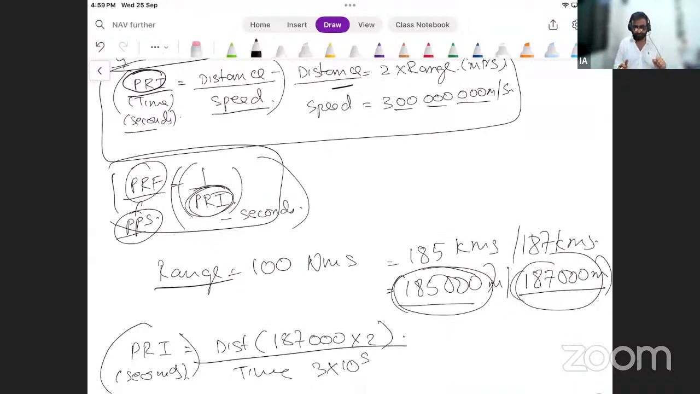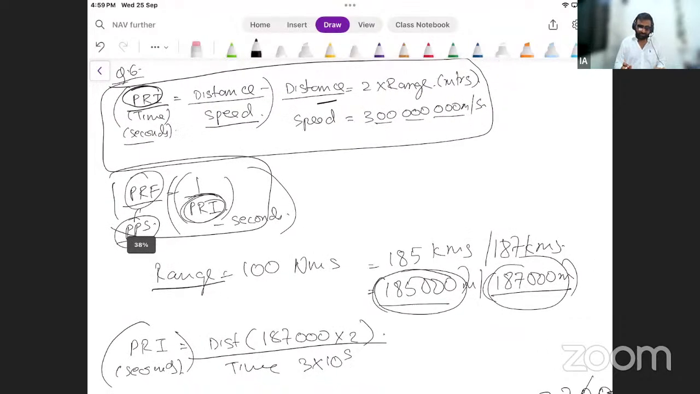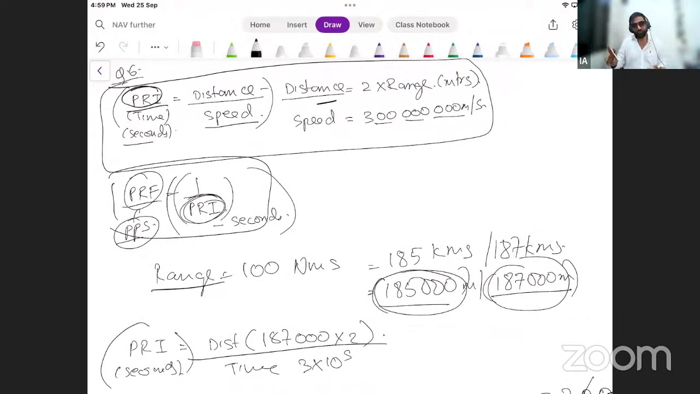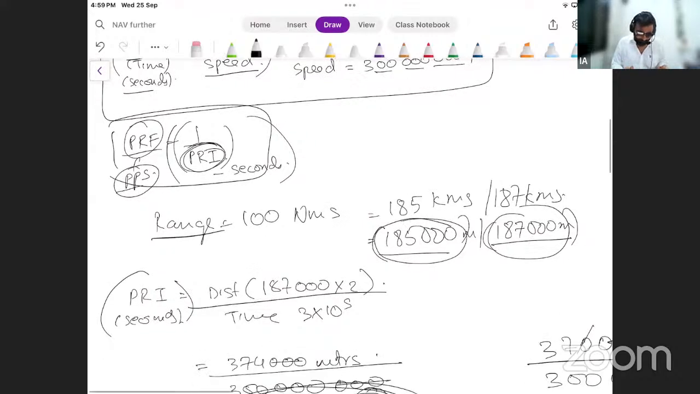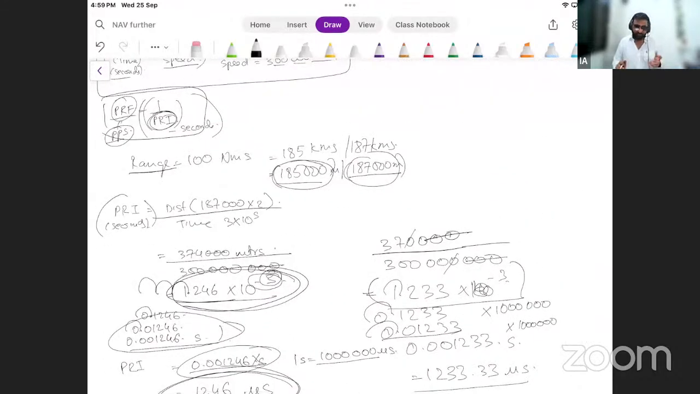You can solve it in this way also. Distance is range into 2, and be careful for your units. If your options are in kilometers and you're finding answers in nautical miles, your answers will not match. So be careful for your units in all your calculations, okay? You can just try to increase the playback speed, students, when you're going to revise again so that you can quickly go through this part again. Okay, I hope this helps.